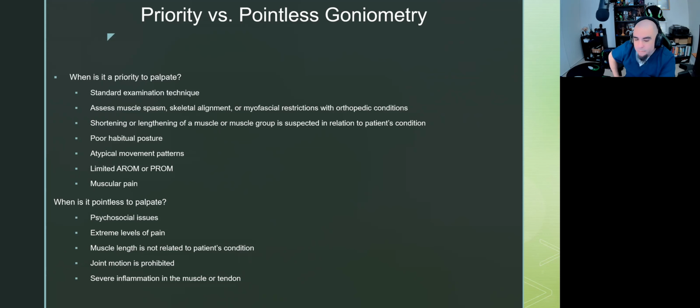If joint motion is prohibited, if the doc says do not let the patient go into flexion, don't measure flexion. We're going to talk about this with total hip replacements, THRs.